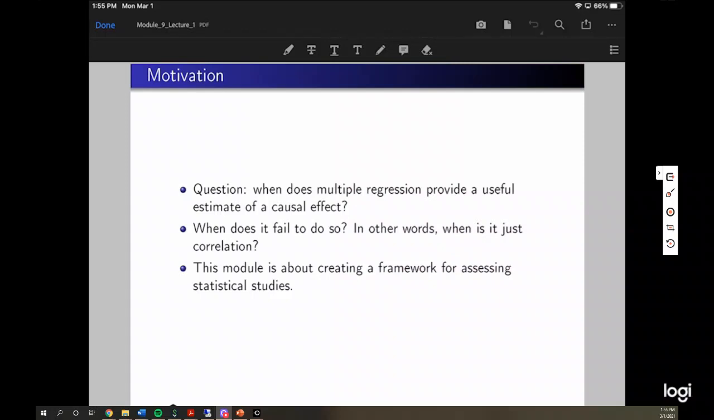effect? We've always been doing the student-teacher ratio example with respect to test scores. We've always been interested primarily in the student-teacher ratio coefficient. And the question is, when can we consider that estimate a causal relationship? When does it fail to do so? In other words, when is it just correlation? And this module is about creating a framework for assessing statistical studies in this light.